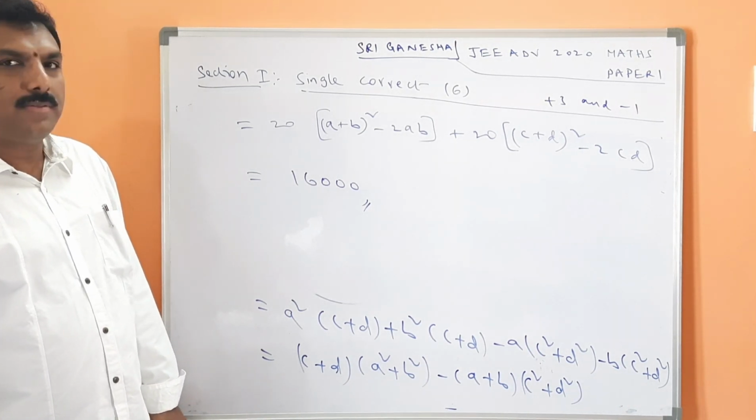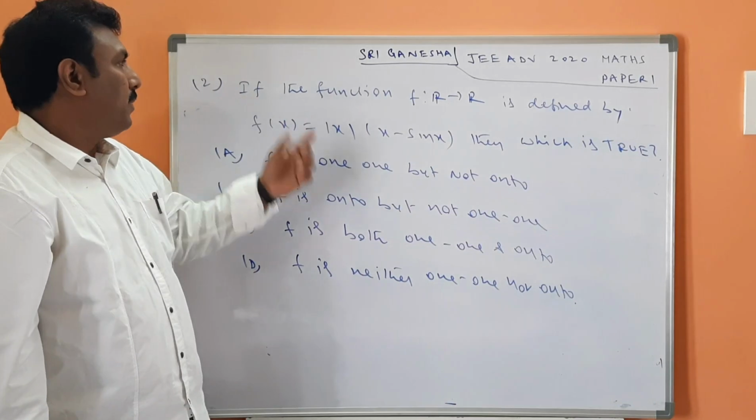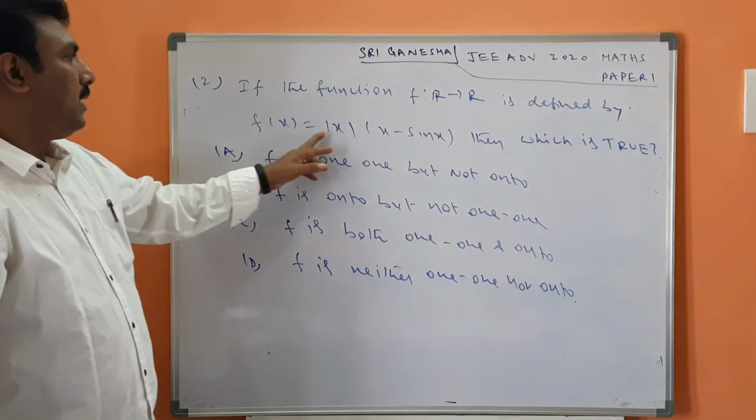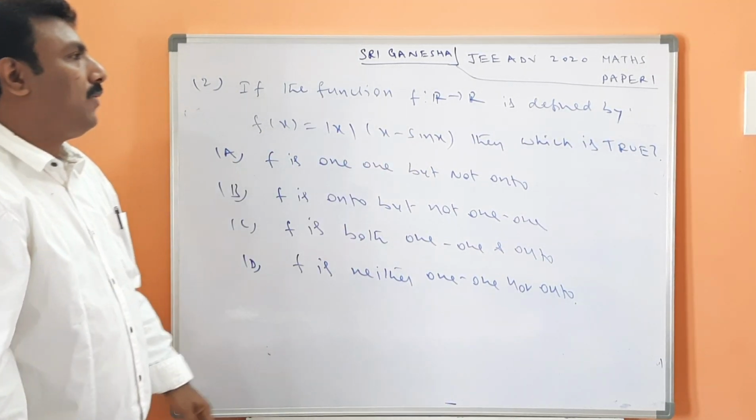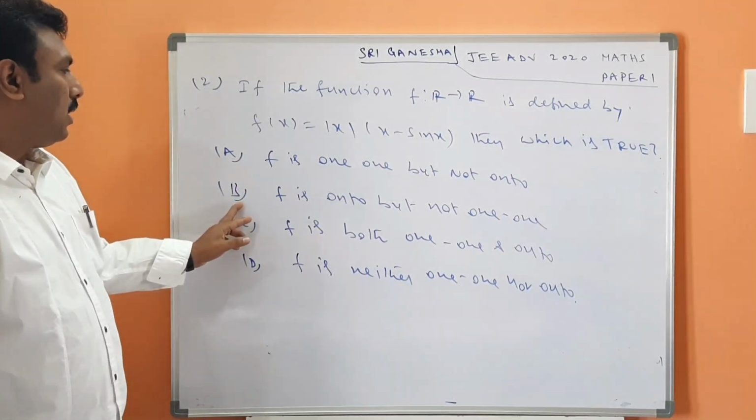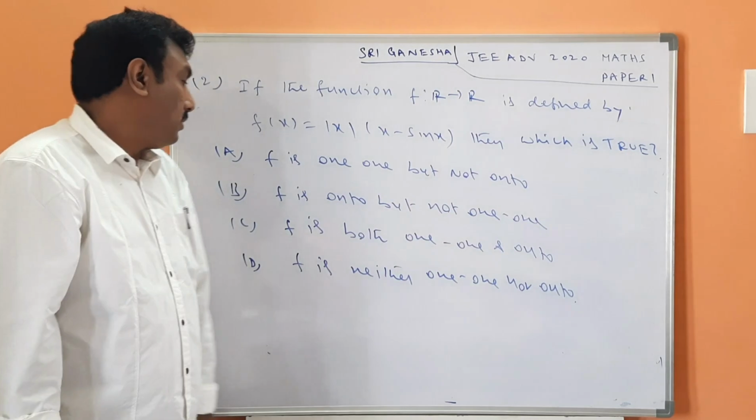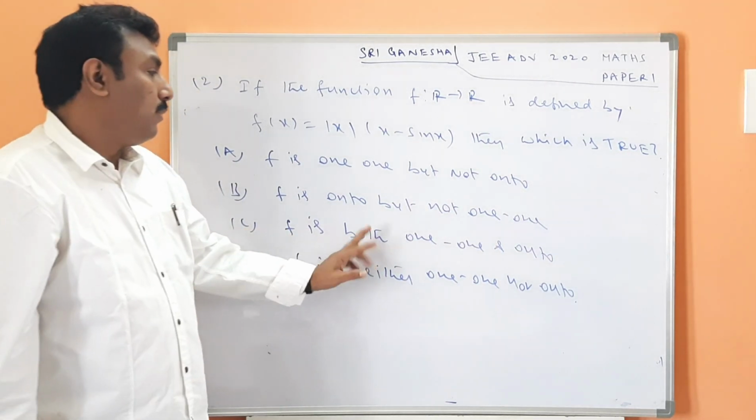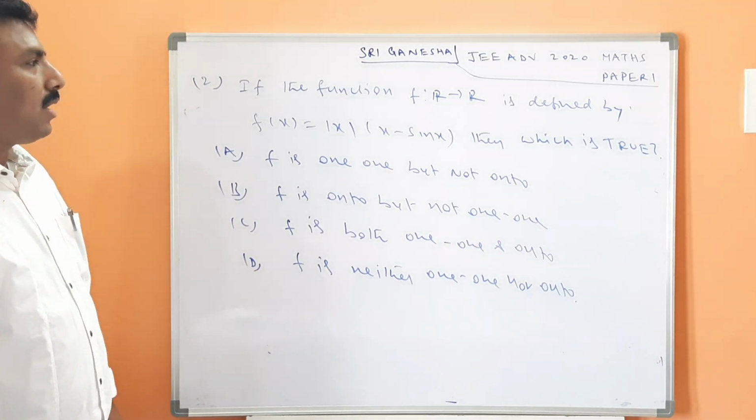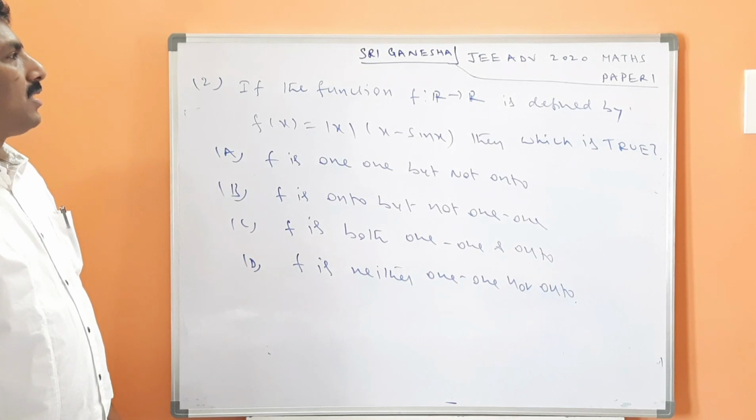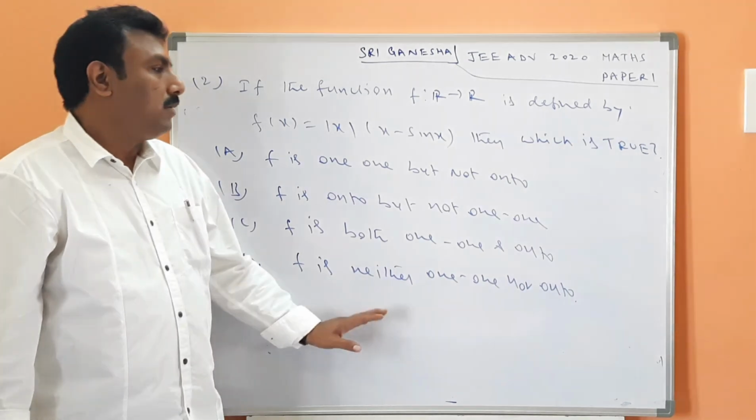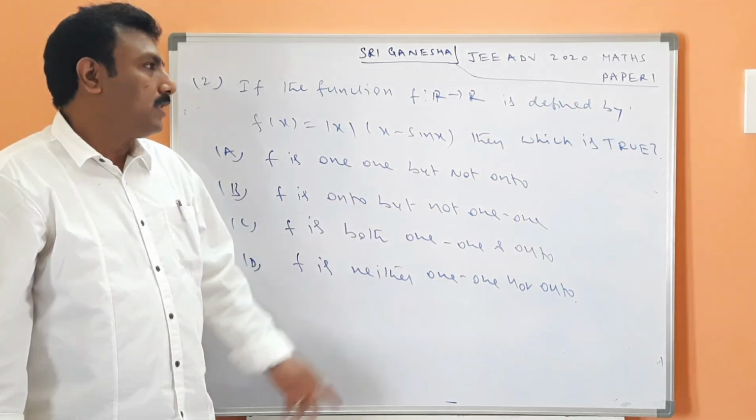Now let us see the second question. Question number 2 is: if the function f maps R to R, defined by f of x equal to mod x into (x minus sin x), then which of the following is true? Option A, f is one-one but not onto. Option B, f is onto but not one-one. Option C, f is both one-one and onto. Option D, f is neither one-one nor onto. This is from functions. Of course, we have to use monotonicity and differentiability also. Okay, let us solve it.